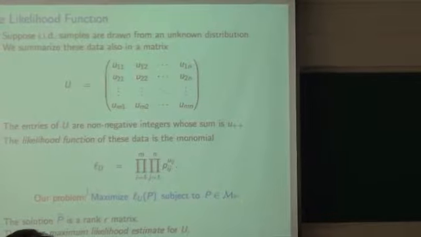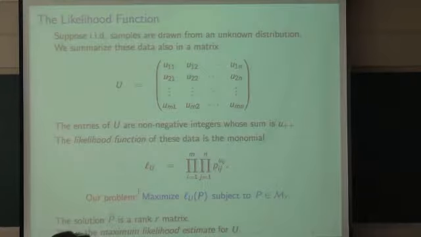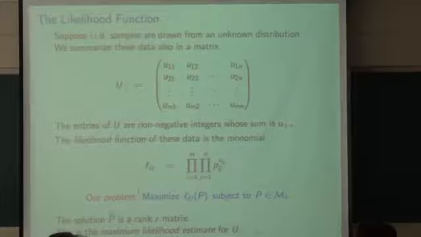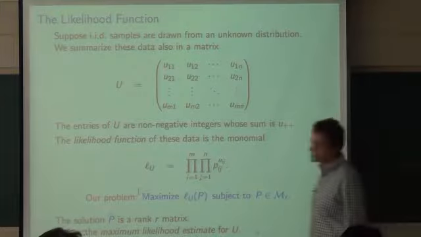So I'd like to maximize this function over all low-rank matrices, over all matrices P with non-negative entries summing to 1 that have rank R. I'm going to write P hat for the optimal matrix, so it's a rank R matrix. I'm going to call that the maximum likelihood estimate for the data U. So I have some mechanism that takes a data table U and produces a P hat that hopefully maximizes this function.